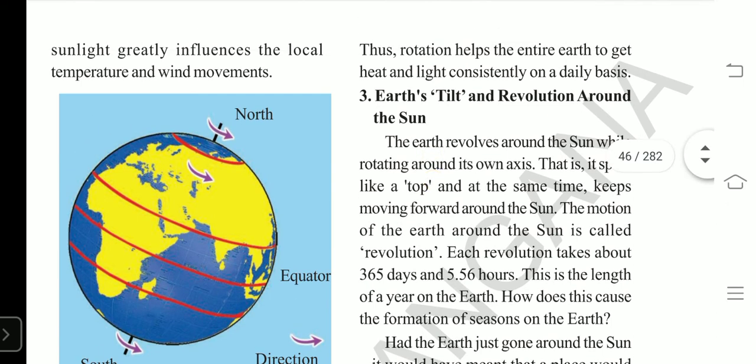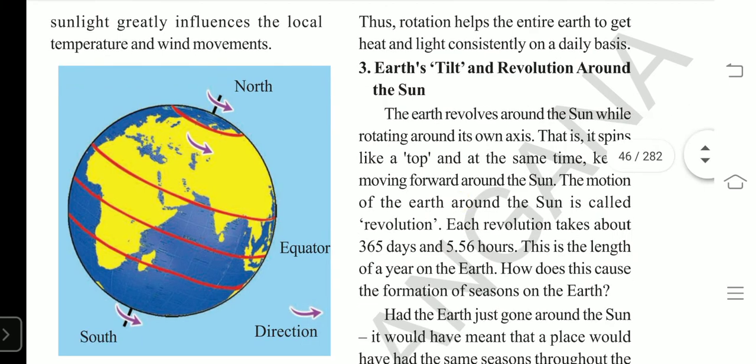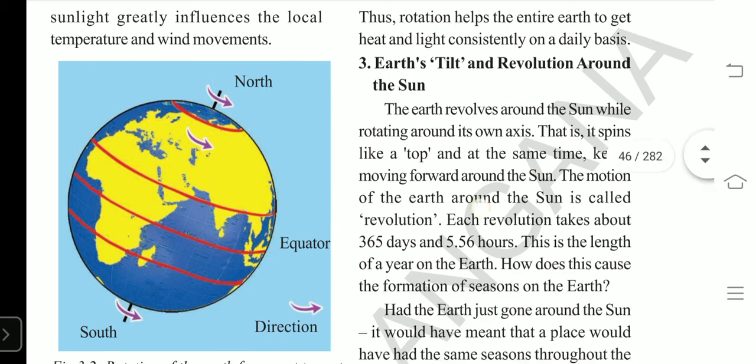So at every moment, earth is rotating on its own axis and revolving around the sun, so that it bends, that is 23 and a half degrees. So the bend in earth's rotation and revolution is called tilt. So earth's tilt and revolution around the sun are also the reason for change in the seasons, right?